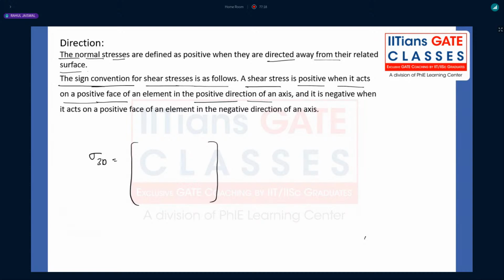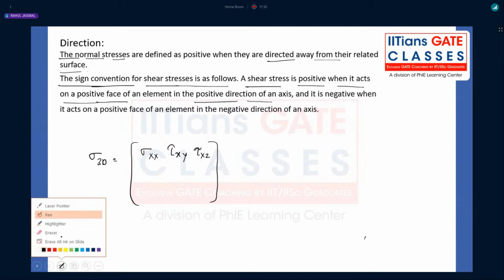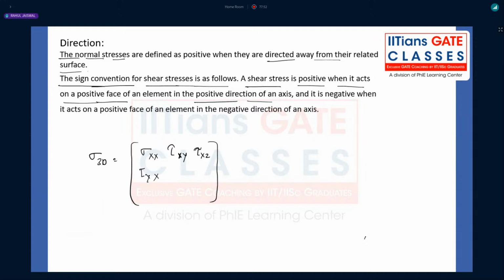Now, when you write the 3D stress matrix, then what can we write? Here we are writing sigma xx. Then we are writing tau xy, tau xz. And of course, don't write small letters. That is again a blunder. They will be capital letters, because coordinate systems can be written only in capital letters, right? Don't write any small letter in the interview, right? This will be tau yx.